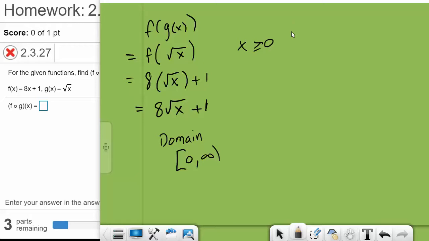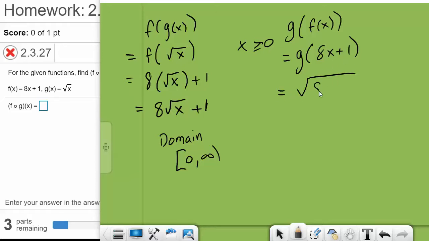Okay, and then if we flip it around, g composed with f of x, by definition is g of f of x. F of x is the 8x plus 1. And then g of x is the square root of x. We're going to plug in the 8x plus 1 for the x. Right? We can drop those parentheses. And that's it. It doesn't simplify.